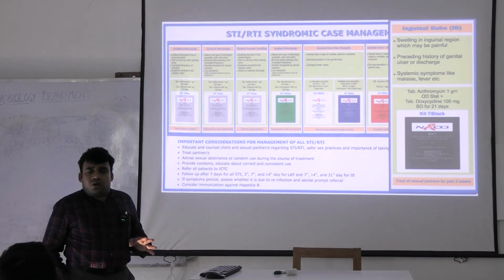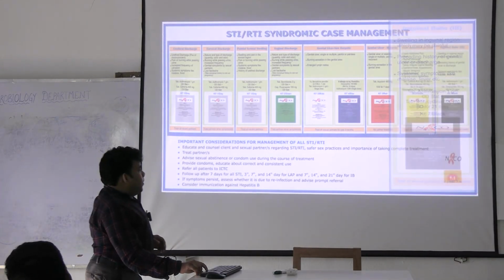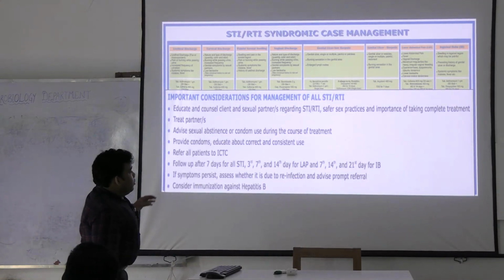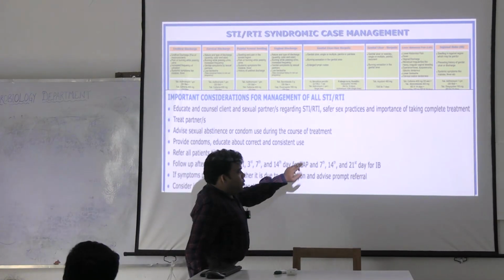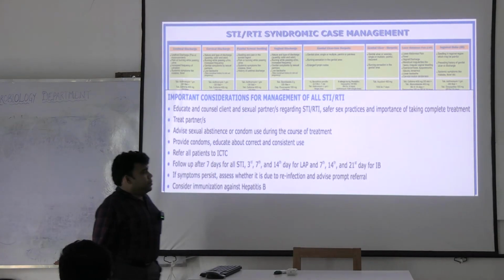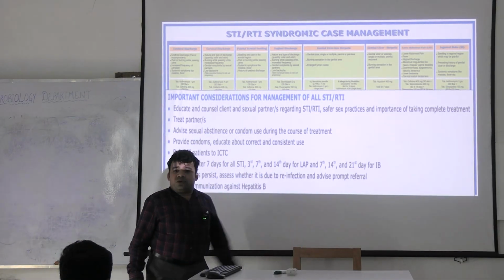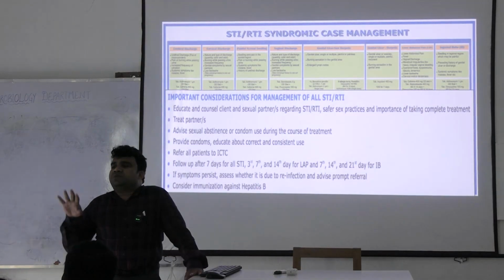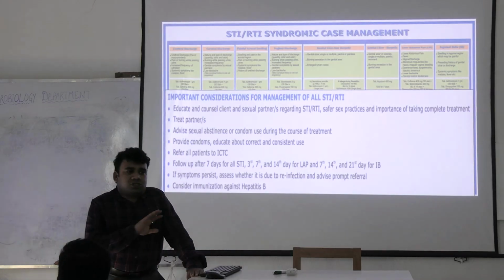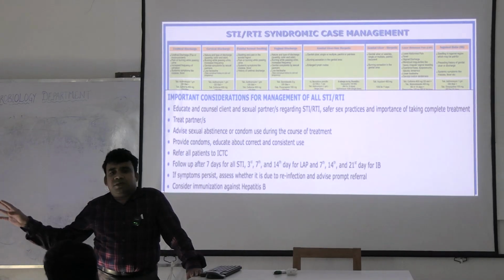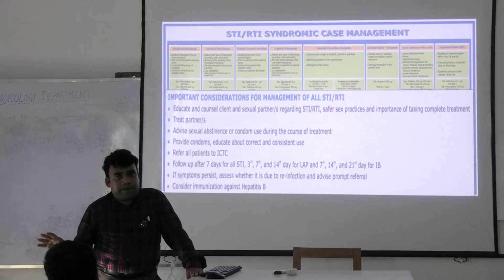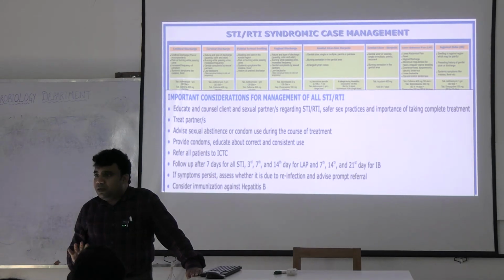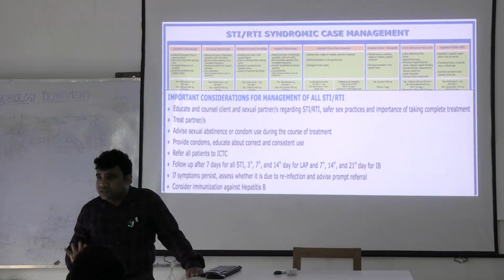In all the syndromes, you have to follow up the patient by 7th day. But for lower abdominal pain, you have to follow up the patient on 3rd, 7th and 14 days. Why 3rd? You need to ascertain whether the patient is getting better or not. If the patient is not getting better, refer the patient to a higher center. Okay. Same you have to do at 7 and 14 days in case of lower abdominal pain, because you are looking at pelvic inflammatory disease.